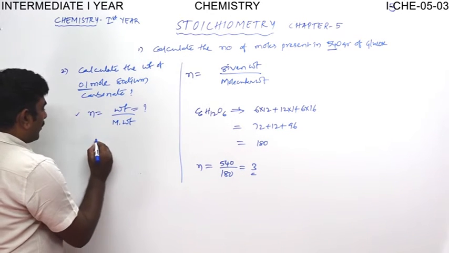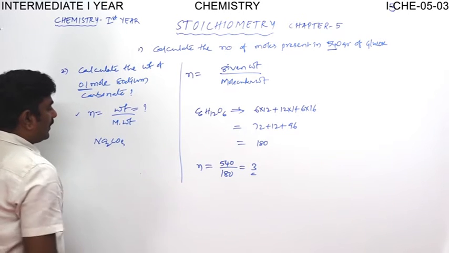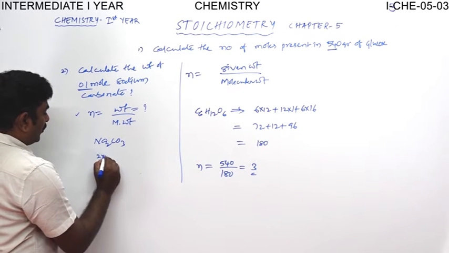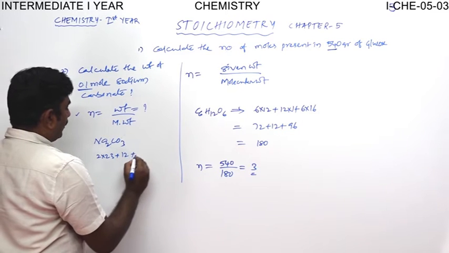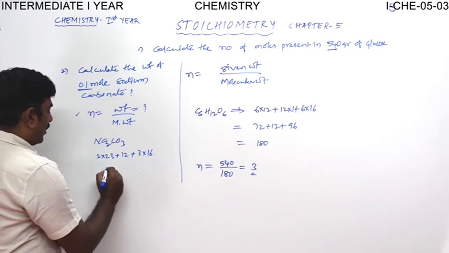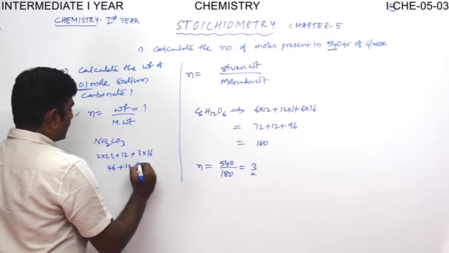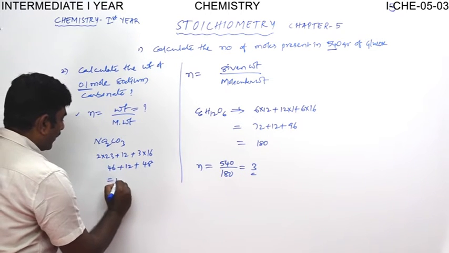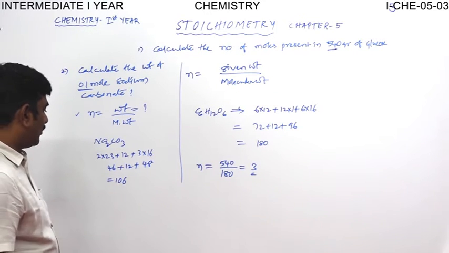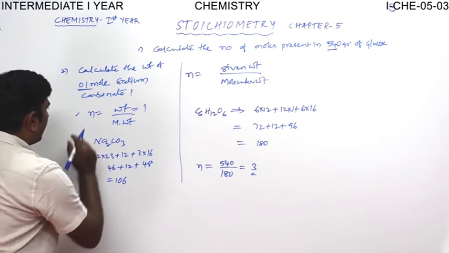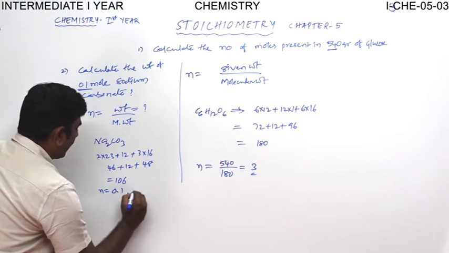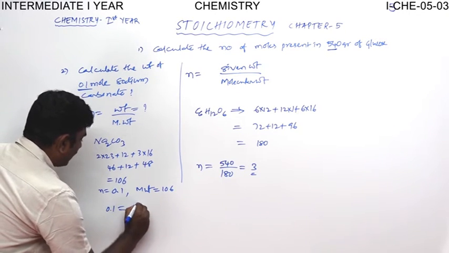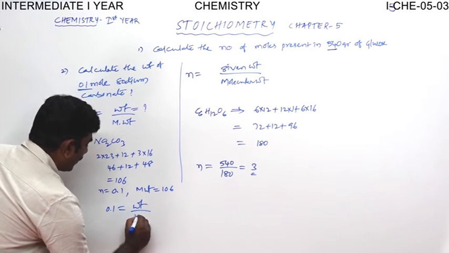So the formula of sodium carbonate is Na2CO3. How many sodiums are there? 2 sodiums. So 2 into 23 plus 1 carbon 12 plus 3 oxygens, 3 into 16. Now 46 plus 12 plus 48. What's the total weight? 106. So therefore, N is equal to 0.1, molecular weight is equal to 106.